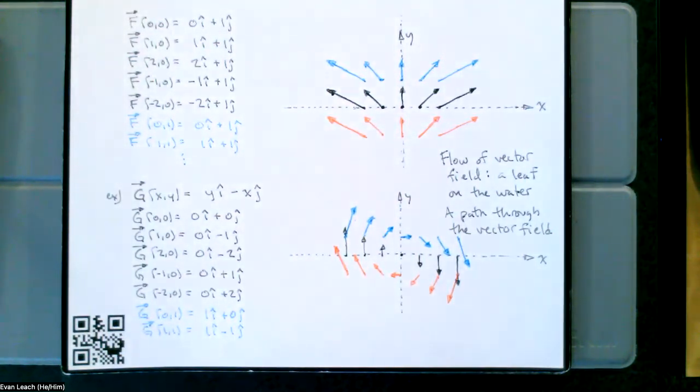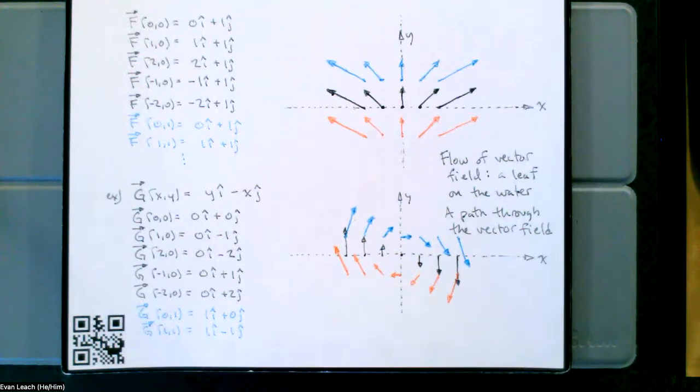So imagine that there's some water, and instead of just being a leaf on the water flowing with the vector field, let's suppose that we are a boat and we have to go through the water. At some points, the water is going to be pushing against us. At some points, maybe the water is pushing along.